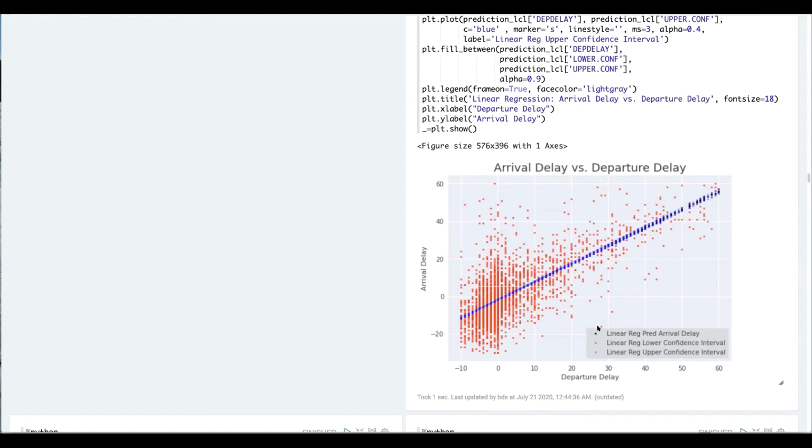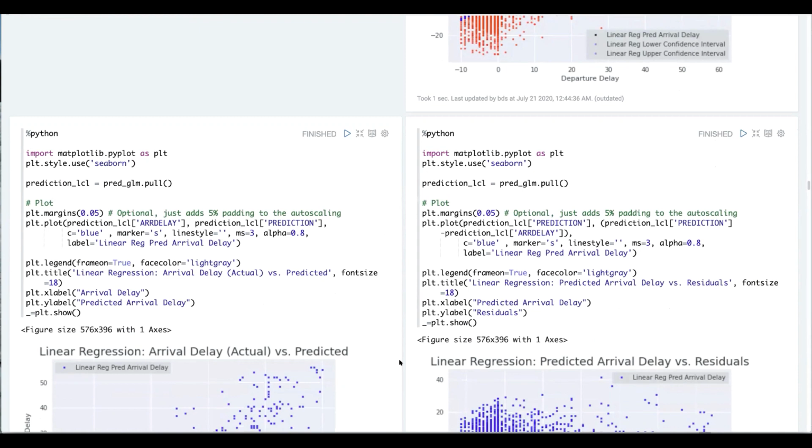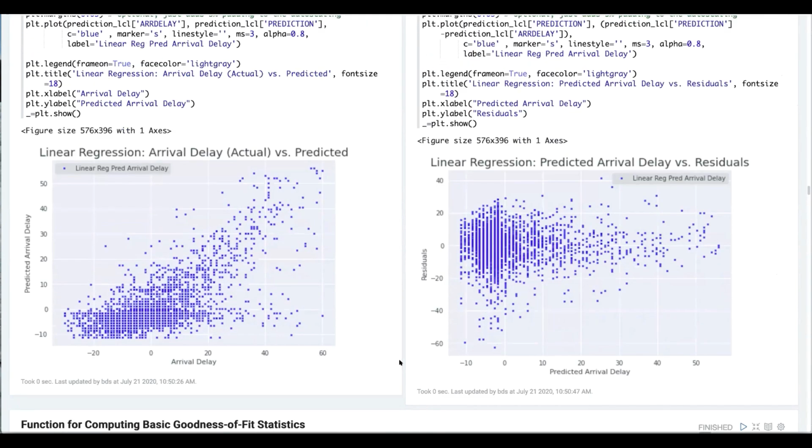Otherwise, if I was building the model with this guy so far, maybe this line would come down a little bit. So this is, again, looking at the predictions that I had using my training data. I'm testing this guy now, and I'm going to look at some of the things that we normally do when we're trying to predict, using arrival delay versus the predicted.